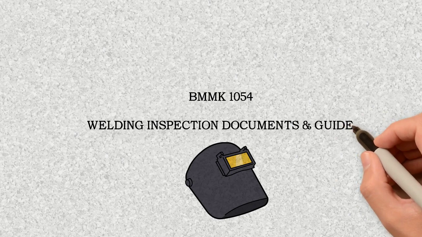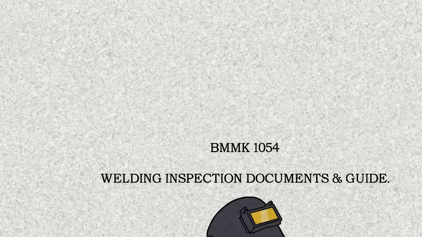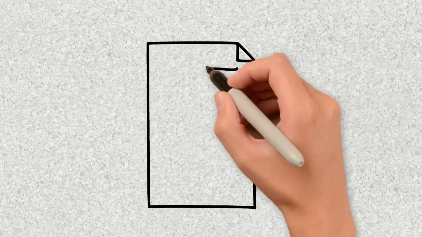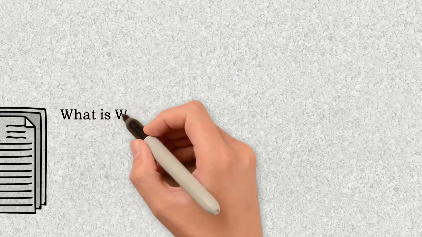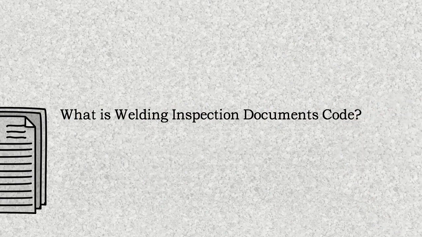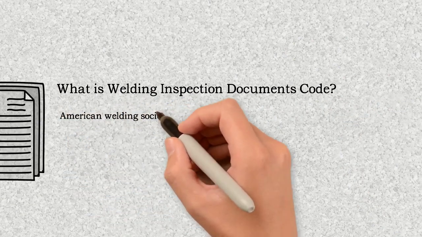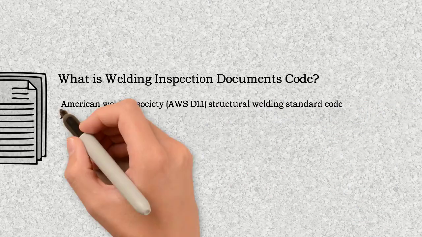Hello guys, now I want to explain about welding inspection document and guide. First of all, the definition of welding inspection document code. What is welding inspection document code? American Welding Society AWS D1.1 Structural Welding Code.